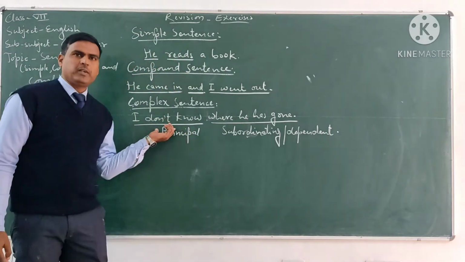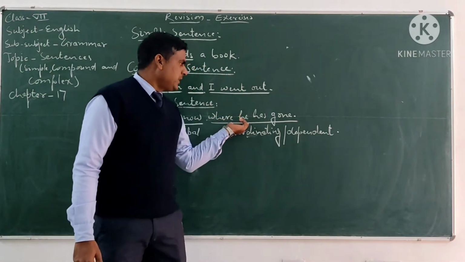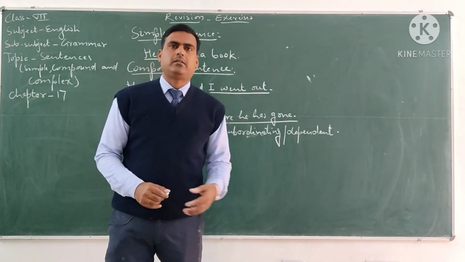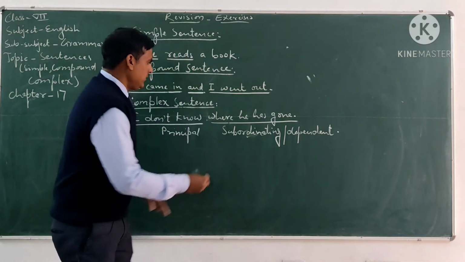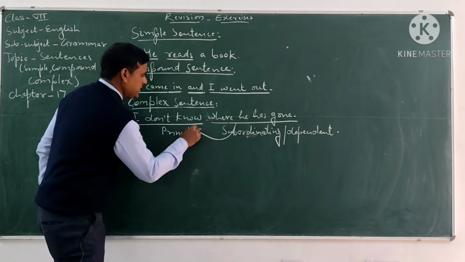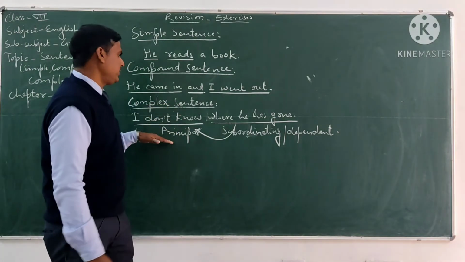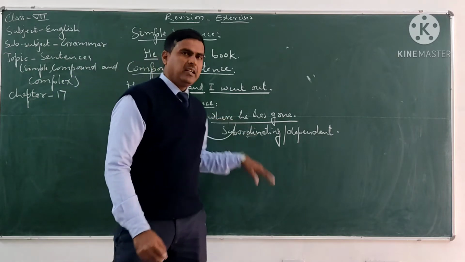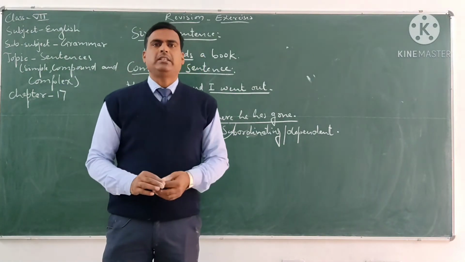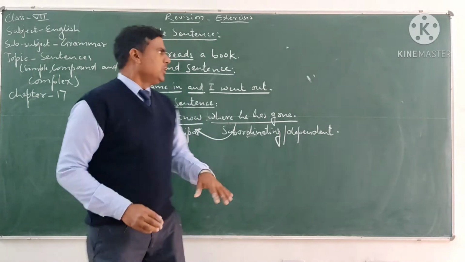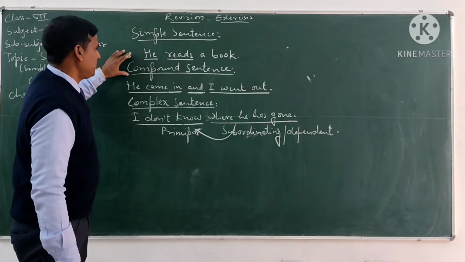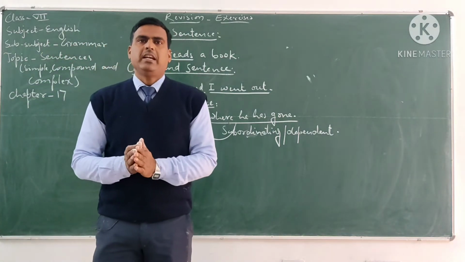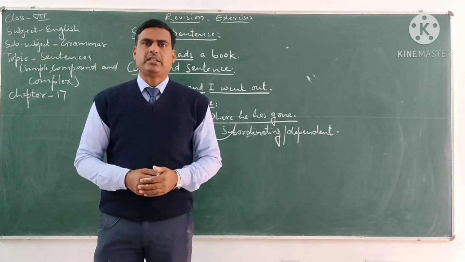Without the help of this principal clause, this subordinating or dependent clause will not give its meaning. It will not be clear. So it will always be dependent on the principal clause. So this is the complex sentence. In a complex sentence, there is one principal clause and there may be one or more than one subordinating clauses. So these are the simple sentence, compound sentence and complex sentence. This chapter is about these three types of sentences.